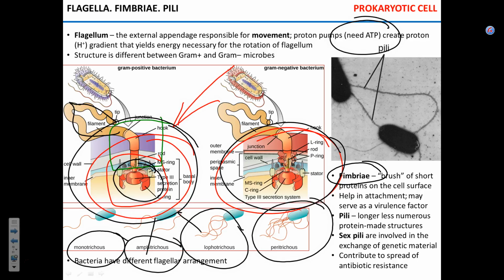Very short hair-like extensions on the cell wall that help with adhesion. Okay? So again, it's a virulence factor because they help with adhesion. Cells that have fimbriae will stick to the cells better, and will be more likely to produce the infection.